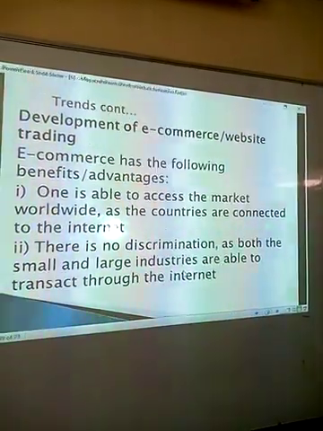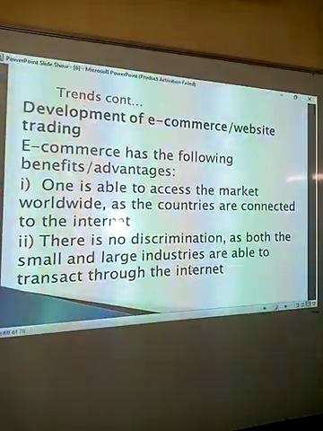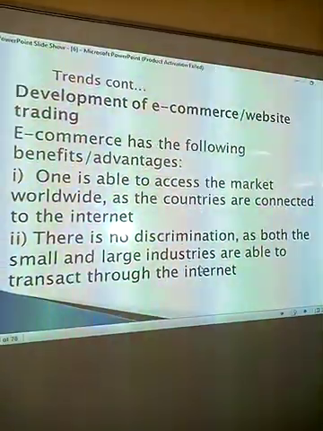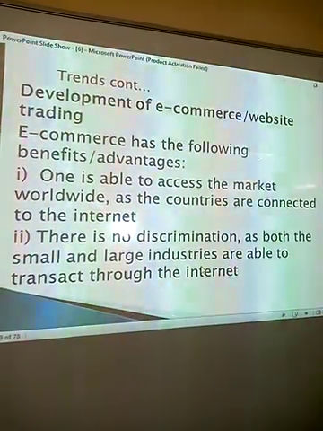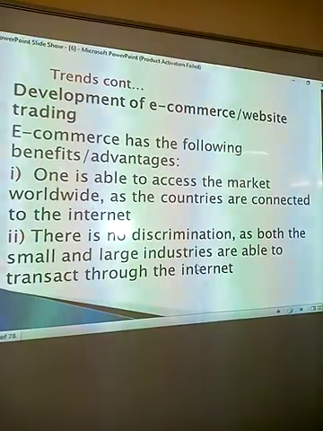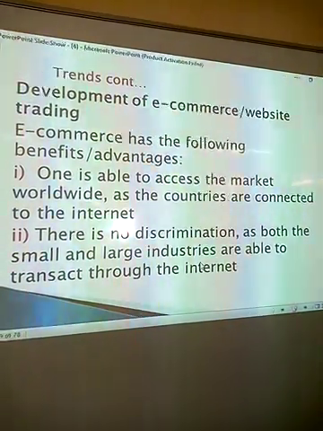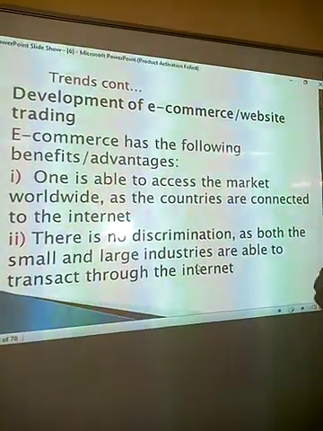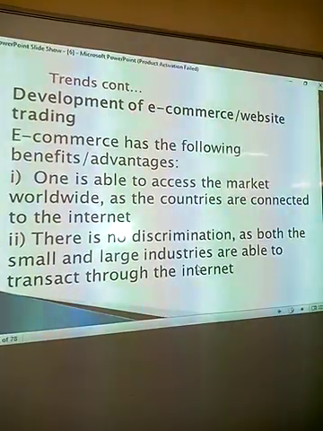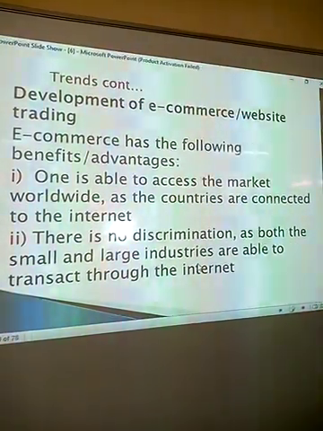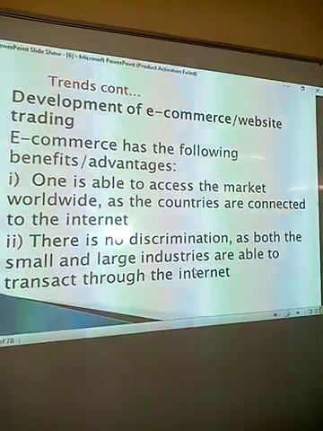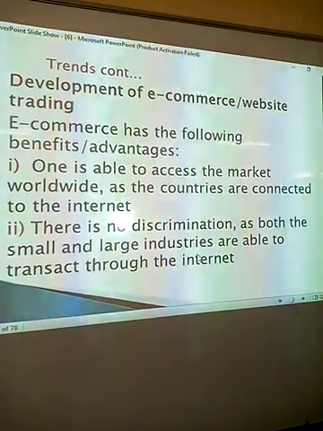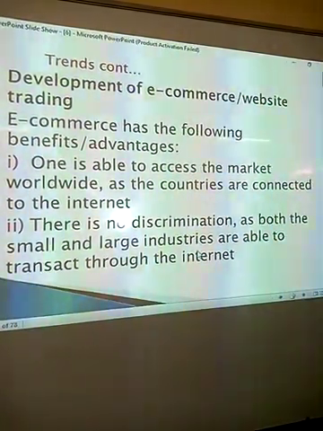And finally, the very last trend in international trade is the development of e-commerce, also known as website trading. Now, when we talk of e-commerce, we simply refer to electronic trade. Commerce simply refers to trade and aids to trade. Therefore, when we talk of e-commerce, we refer to traders carrying out their businesses electronically. You've heard of Jumia, you've heard of OLX, you've heard of many others that conduct their businesses online.